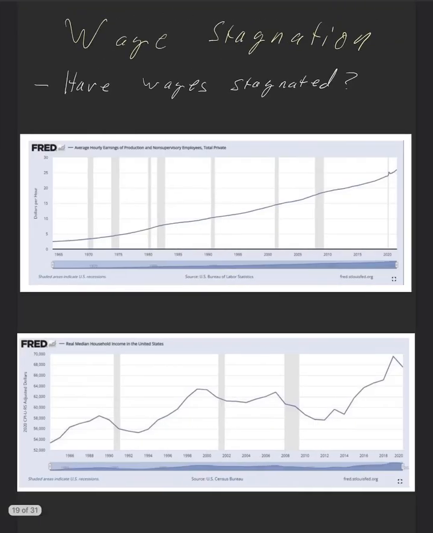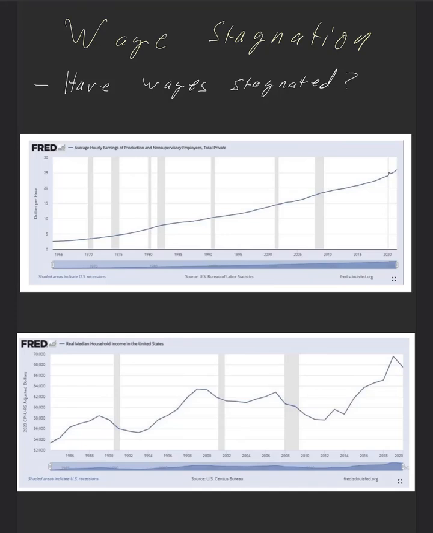Okay. The question that I want to turn to now is this idea of wage stagnation. You're going to hear this argument, and I'll lay this out in a minute with a particular case study presented by the Economic Policy Institute. There's this prevailing narrative out there that wages have stagnated.